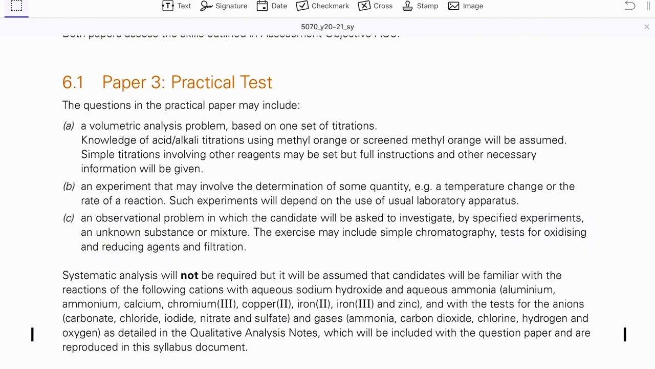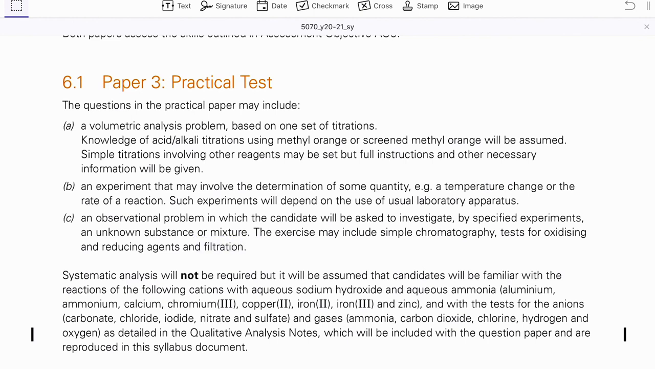Common reducing agents include stuff like potassium iodide. Potassium iodide is quite a powerful reducing agent. And I forgot the other one. Chlorine is quite a good oxidizing agent as well, so you should be aware of that from your group 7 chemistry, okay?